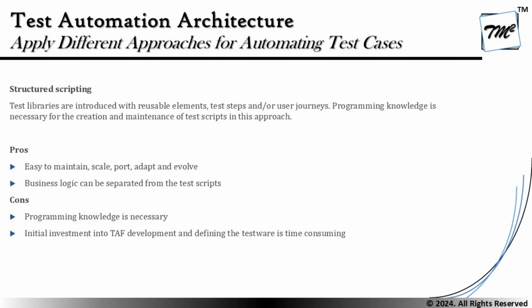The next one we have here is to discuss the structured scripting method. Here the test libraries are introduced with reusable elements, the test steps and or the user journeys. Programming knowledge is necessary for the creation and maintenance of the test script in this approach. So we can correlate this to our previous tutorial. In our previous tutorial, we discussed what exactly libraries are. They are independent test cases which we use for executions, and we write them right from scratch.